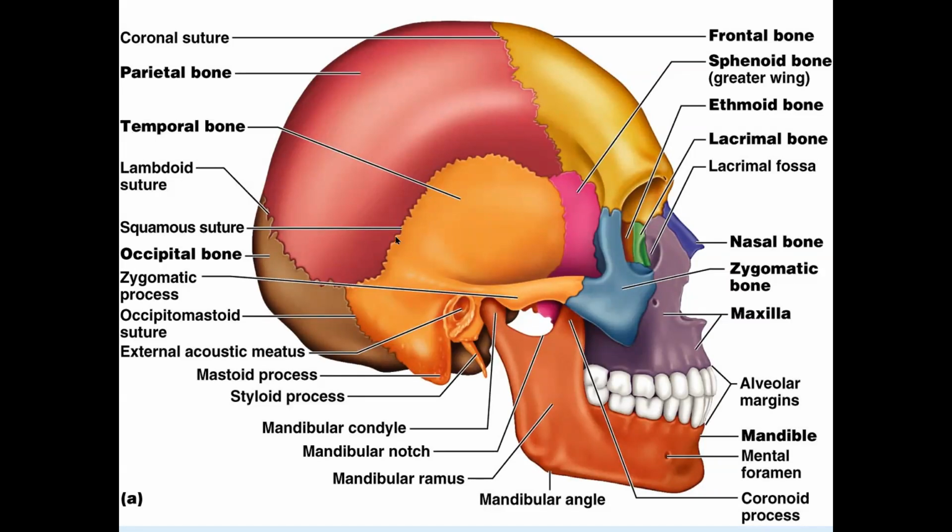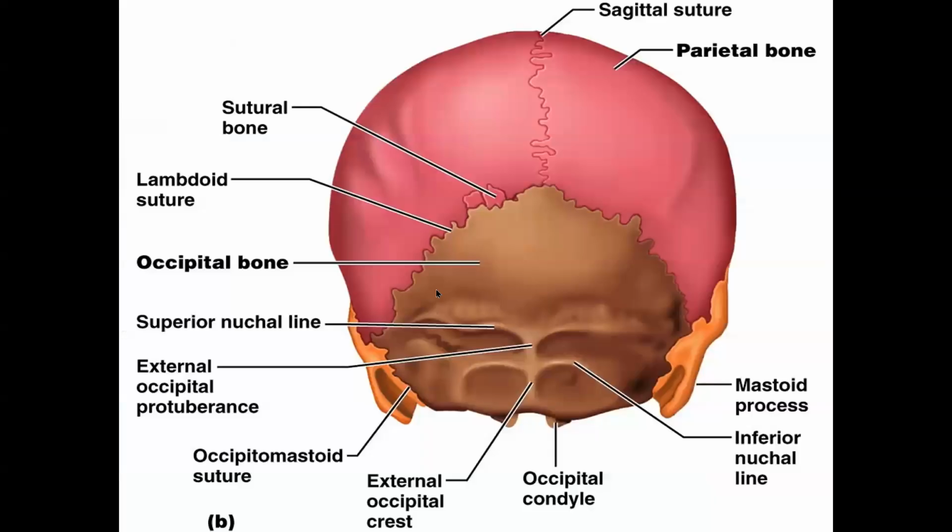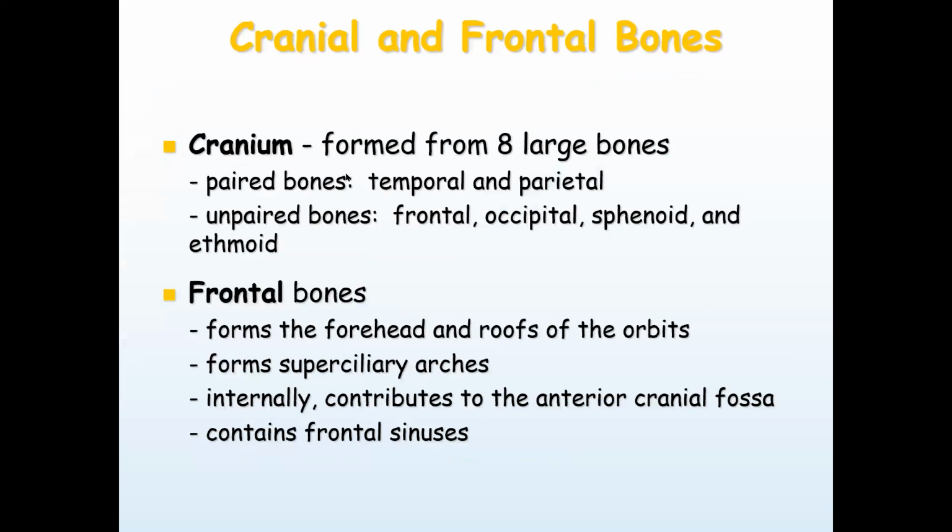So please remember, 2 paired bones in the cranium. The temporal bone, parietal bone, one on either side of the head. Running between them, you're going to have a suture called a lambdoid suture, which of course has to be 2 of them, one on the left side of the skull, one on the right side of the skull, right? Now, the unpaired ones are your frontal bone, your occipital bone, your sphenoid, and your ethmoid bone. Okay? So frontal, occipital, sphenoid, ethmoid.